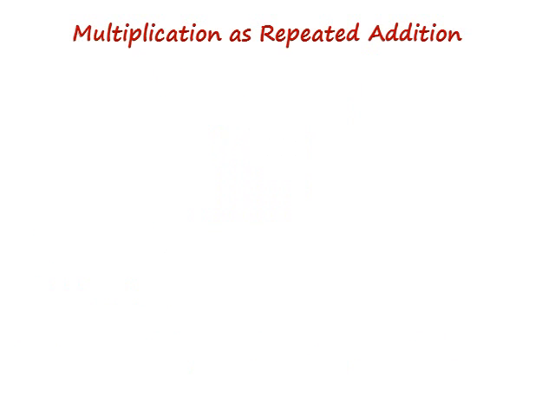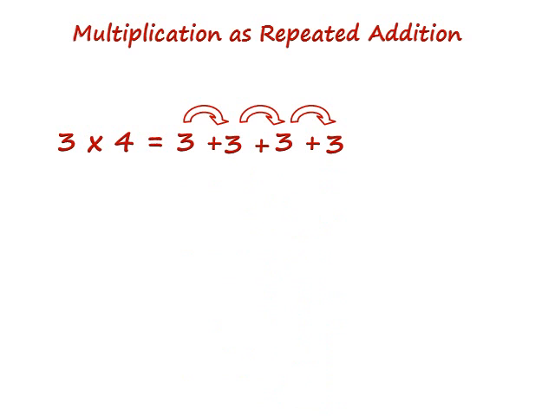Okay, let's review one more time multiplication as repeated addition. Okay, so what does 3 times 4 mean as shown in repeated addition? 3 times 4 means 3 plus 3 plus 3 plus 3, meaning you're adding 3 four times. Okay, so that's just 12. That is how you express multiplication in terms of addition.